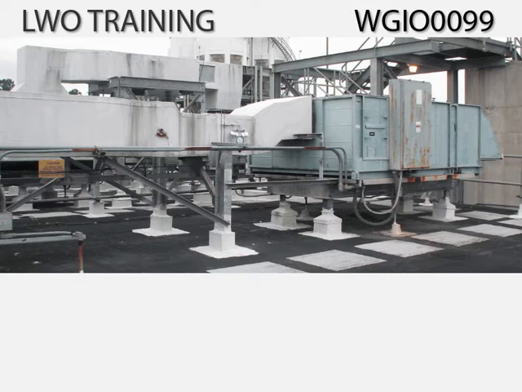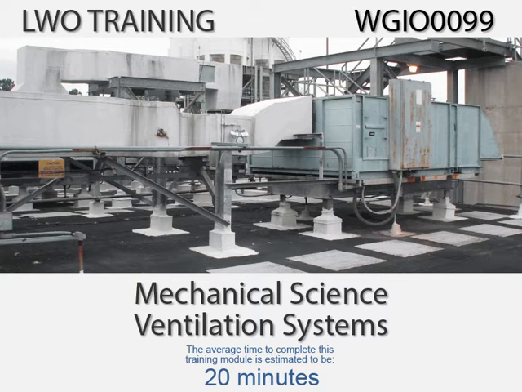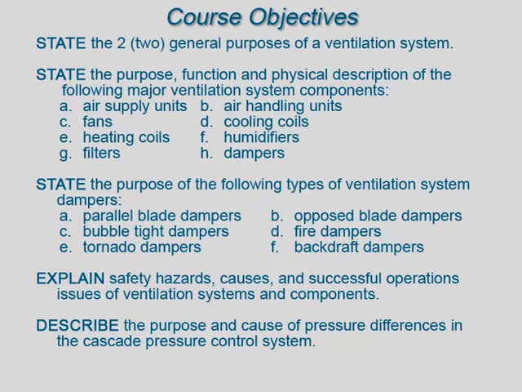Welcome to the training for Mechanical Science Fundamentals, Ventilation Systems. The average time to complete this training is estimated to be 20 minutes. After you have completed this portion of training, you will be directed to the next training lesson in the series for further instructions. These are the objectives for this course.